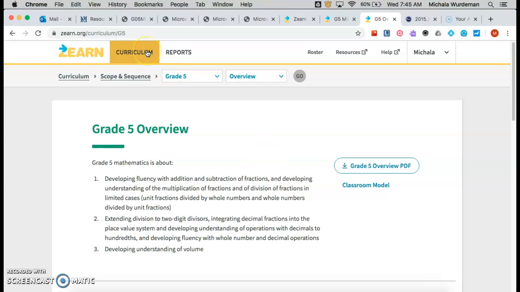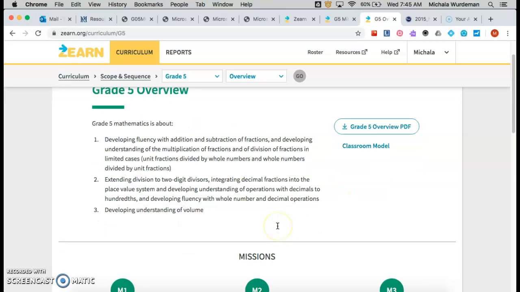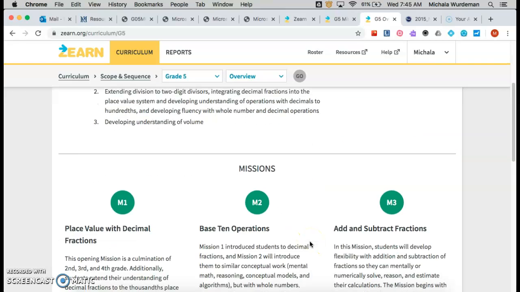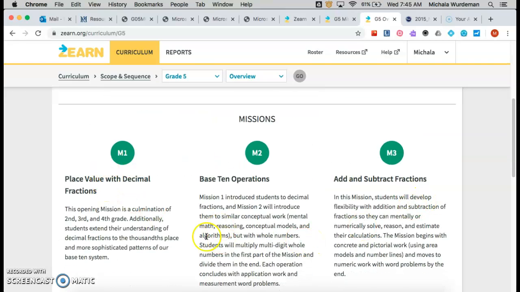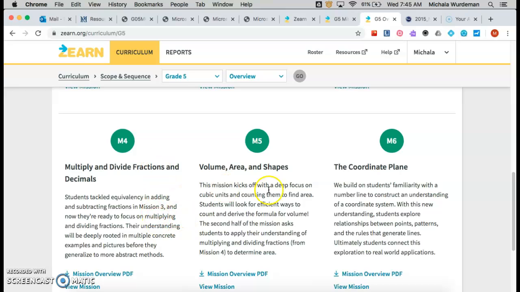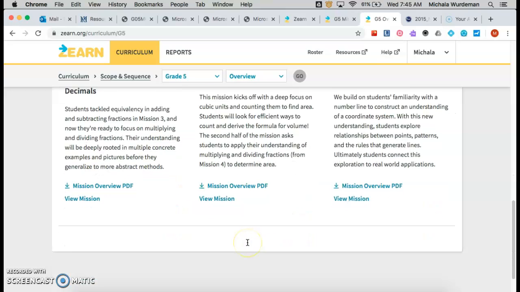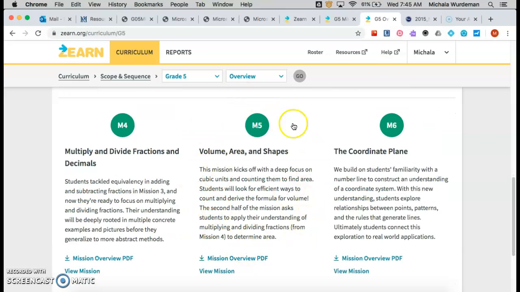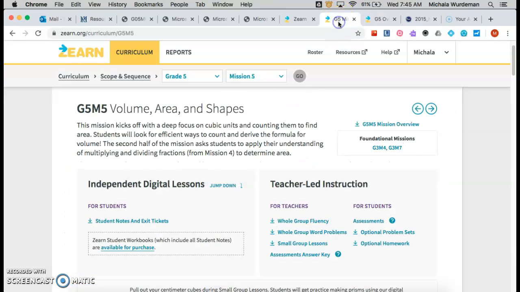Once you get into your curriculum and you pick your grade level, it gives you an overview of what things they're going to be studying in their missions, and then it has a list of all the missions, and the missions have lots of lessons within them. The one I'm focusing on is Mission 5, which is volume, area, and shapes. Once you get into that mission, it has some different sections as well.